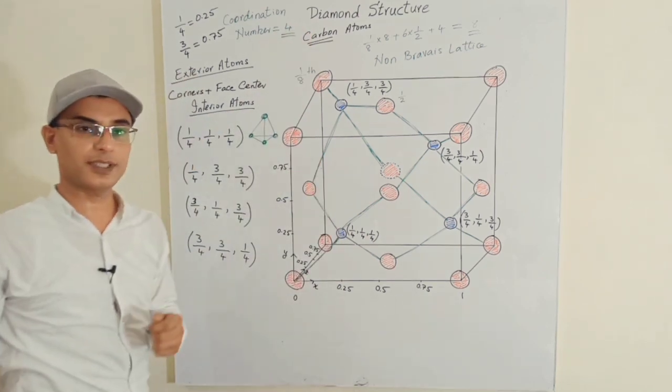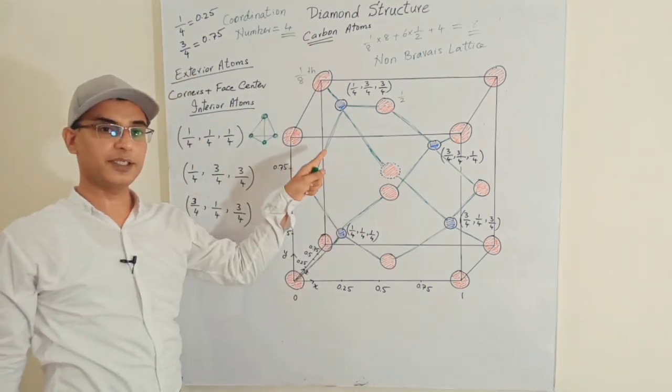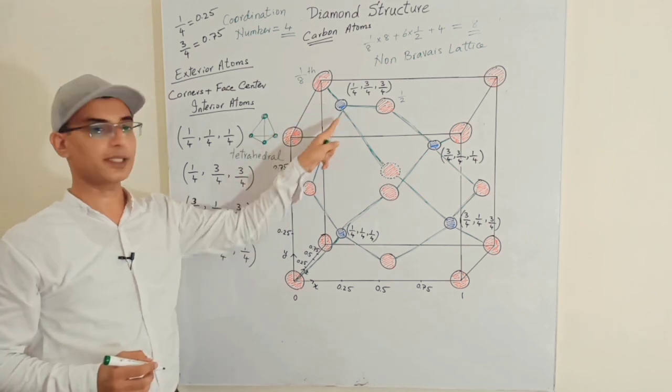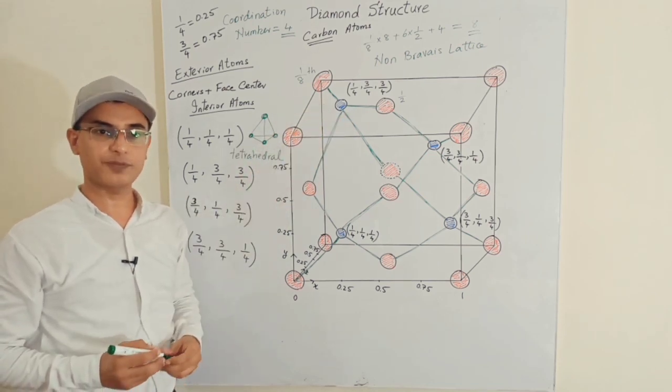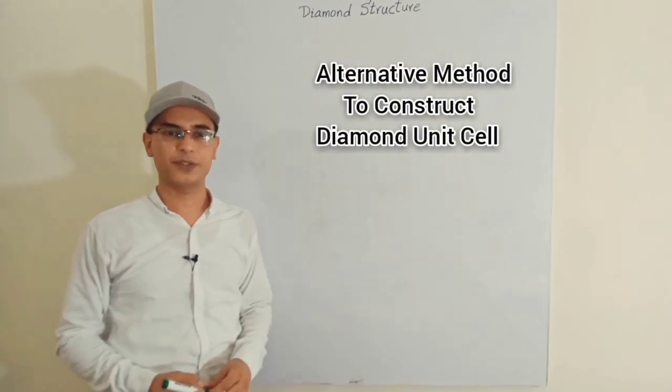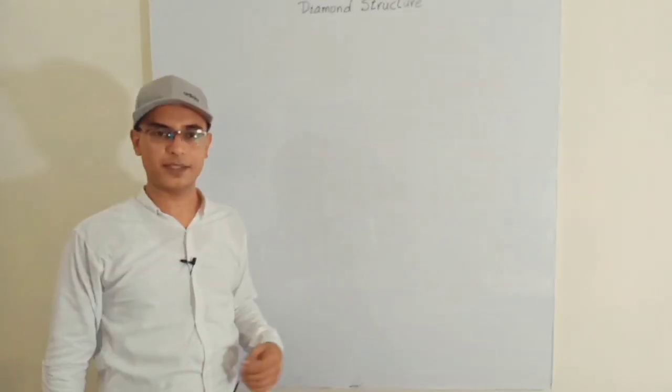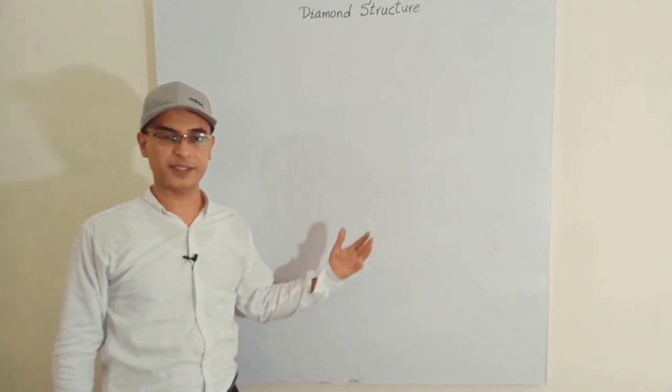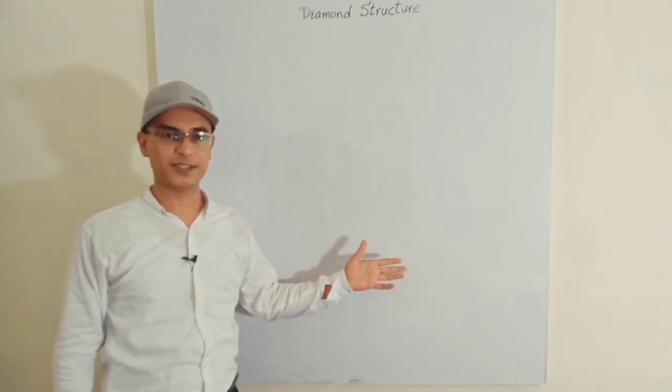This is easy to see by considering the interior atoms. Each atom has nearest neighbors, that is 4. If this feels difficult for you, there's one other way to construct this diamond structure. The idea is to have two body-centered diagonal lattices, unit cells.